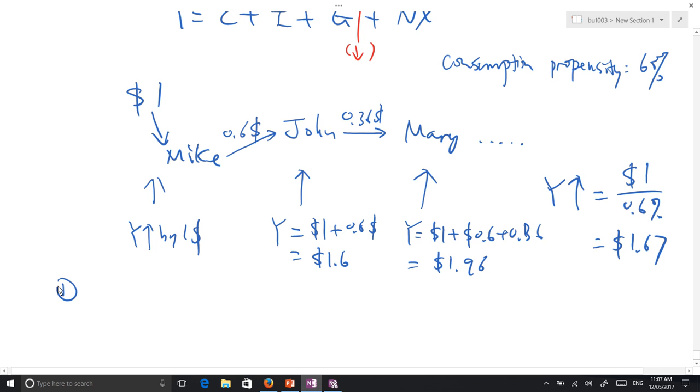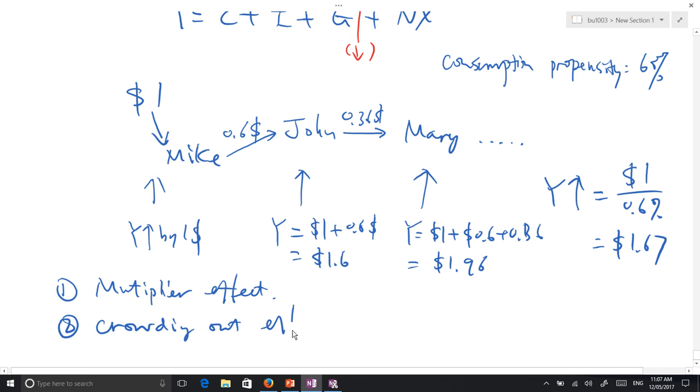So we call this an increase in government spending has a multiplier effect. So the government increasing spending has a multiplier effect. Inject $1, in the end, the aggregate demand increased by more than $1. The second effect, the government increased spending can also have a crowding out effect. For example, the government is a big player in the economy. So if the government spends a lot, that may crowd out private investment.